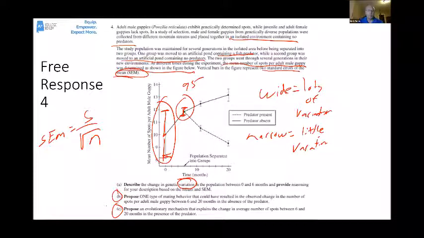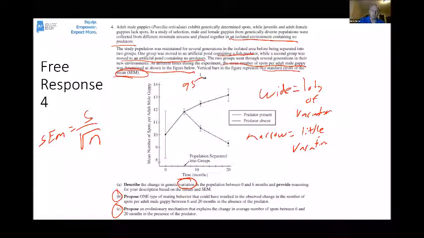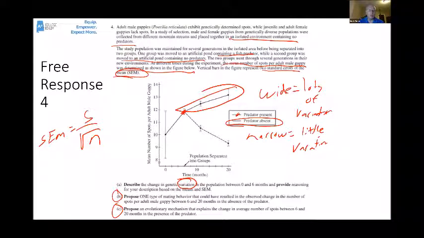Propose one type of mating behavior that could have resulted in the observed change in the number of spots per adult male guppy between 6 and 20 months in the absence of a predator. So here's 6 months. 20 months is over here somewhere. We're looking at absence of a predator, so we're looking at this line, predator absence. And notice that the number of spots went up.